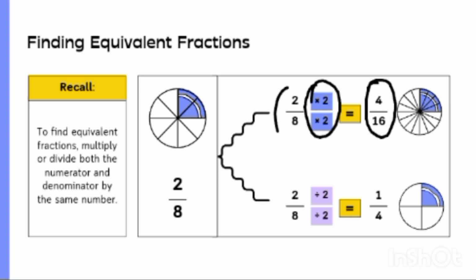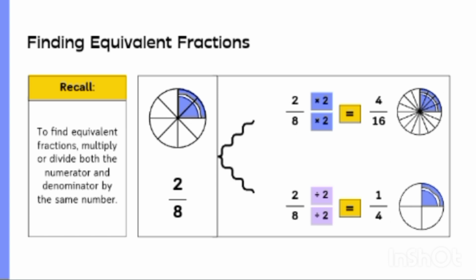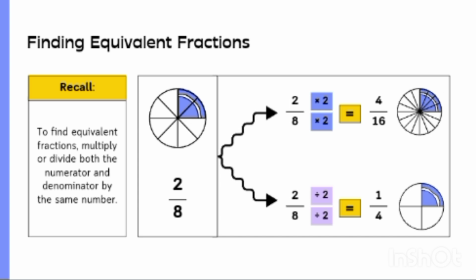When we multiply it with 2, we get 4 by 16. It means 2 by 8 is equivalent to 4 by 16. And when we divide 2 by 8 with 2, we get 1 by 4. It means 1 by 4 and 2 by 8 are equivalent. So 2 by 8 is equivalent to 4 by 16, and 2 by 8 is also equivalent to 1 by 4. The difference is that in the first situation we multiply with 2, and in the second situation we divide with 2.